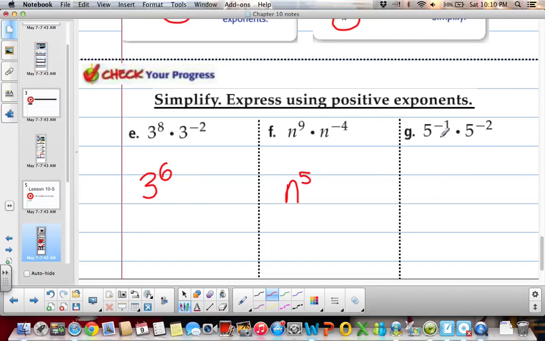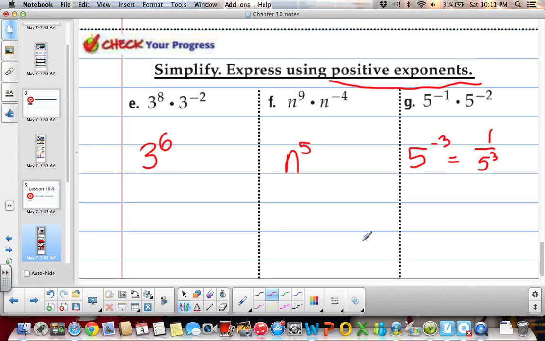Now we have 5 to the negative 1 times 5 to the negative 2. So we would take 5 and we would go negative 1 plus negative 2, which is negative 3. But then notice that it says express using positive exponents. So 5 to the negative 3 is the same as 1 over 5 to the 3rd, or 5 cubed. So remember, a negative exponent is the same as 1 over that number to the positive exponent.